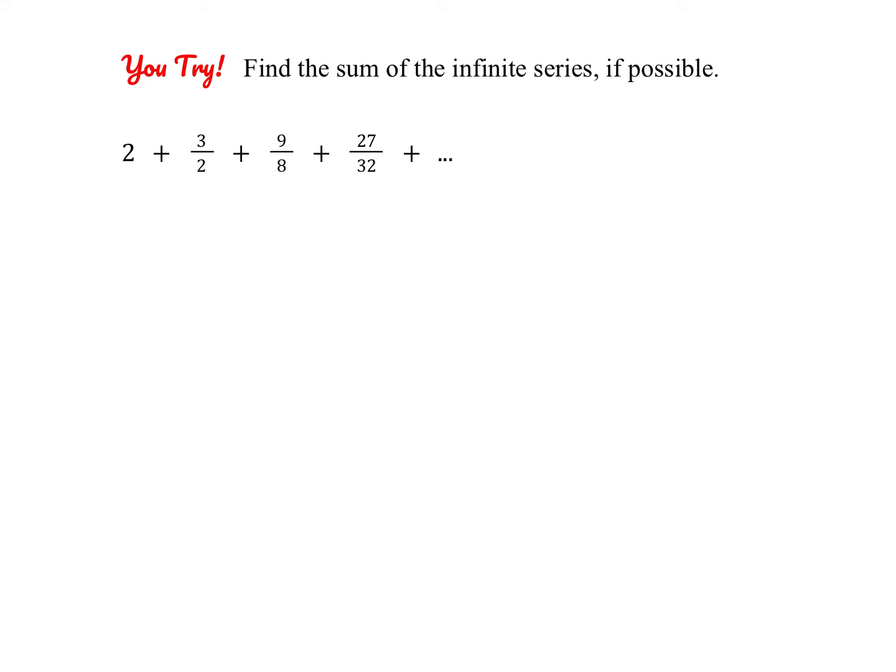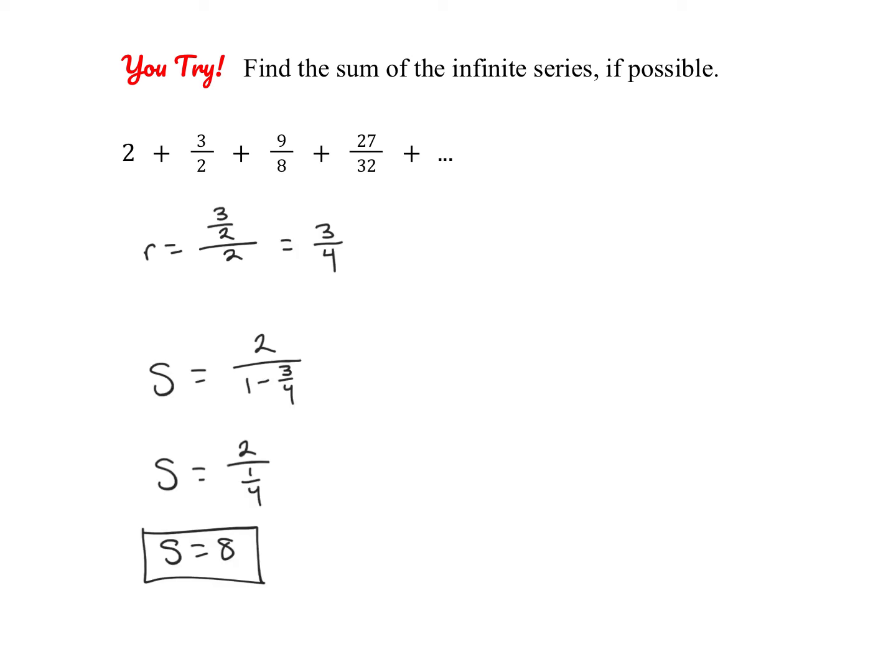All right, so go ahead and pause the video and give this one a try on your own. All right, so first we need to make sure this is a geometric series. If you take any term and divide it by the term before, you get the same common ratio, which is 3/4. Since the absolute value of r is less than 1, we know that we can find this infinite sum. So a sub 1 is 2, we plug it in and simplify, and we should get 8 as our infinite sum.